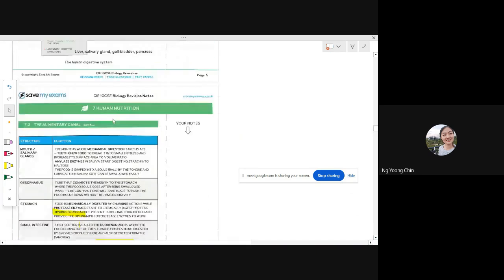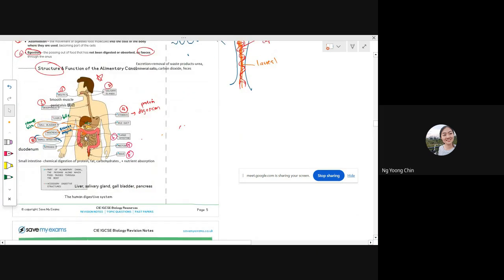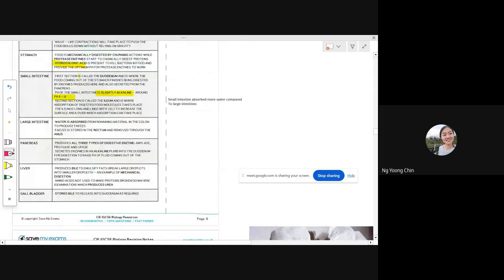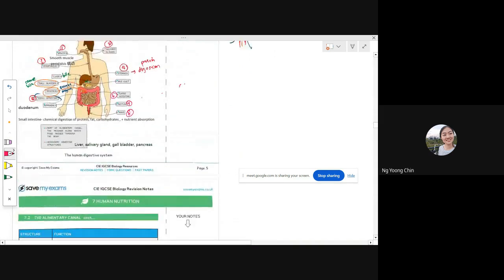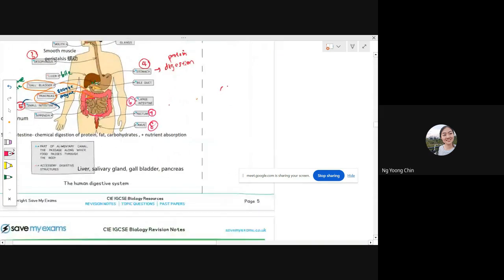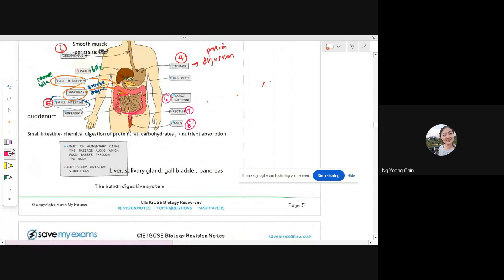When you look at the structure, you will realize that the small intestine's length is much longer than the large intestine. So that's why they are able to absorb more water. Okay, so for the large intestine, the function is they will not really carry out digestion. Whenever I talk about the large intestine, I refer to the structure, which we call the colon, rectum, and anus. You can have a look.